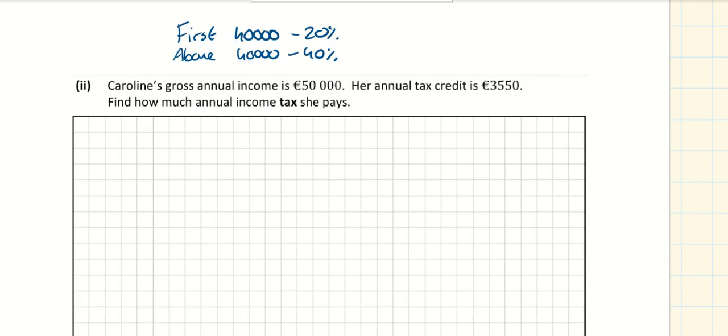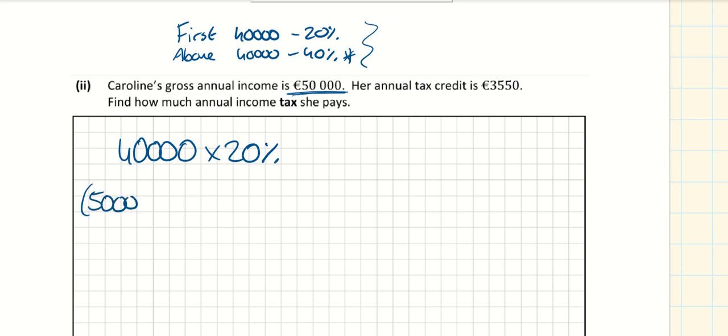Okay, part two of this question is just on the next page, but this was our table that we had above. So Caroline is earning 50,000. So she actually earns more. So she's going to be taxed a little bit higher as well. So her first 40,000 is going to be taxed at 20%. Okay, but then what she has left, which will be 50,000 minus 40,000, which is very easily just worked out as 10,000, that's going to be taxed at 40%. So she's going to have two tax rates.